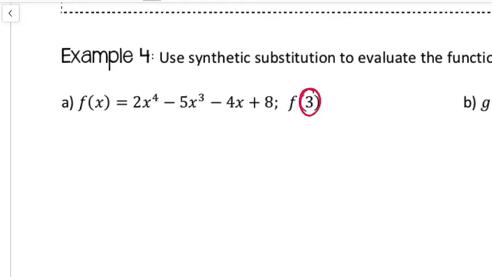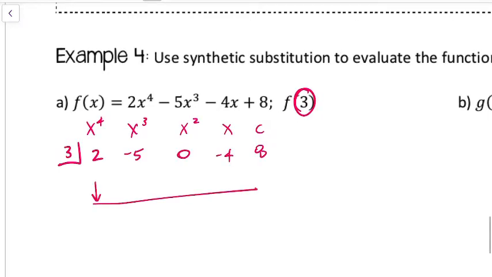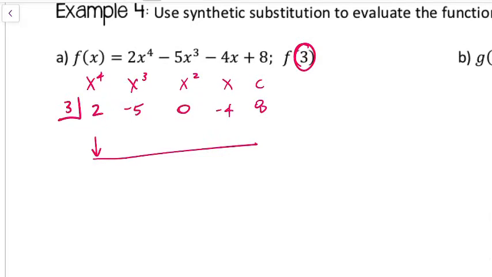So using synthetic division, you do not do the opposite sign of what you see for your number in your box. So you're going to put a positive 3 in that box. And then you're going to go, let's see, x to the 4th, x to the 3rd, x to the 2nd, x, and our constant. Our coefficients are 2, negative 5, 0, x squared, watch out for that, negative 4, and 8. And we do our synthetic division.